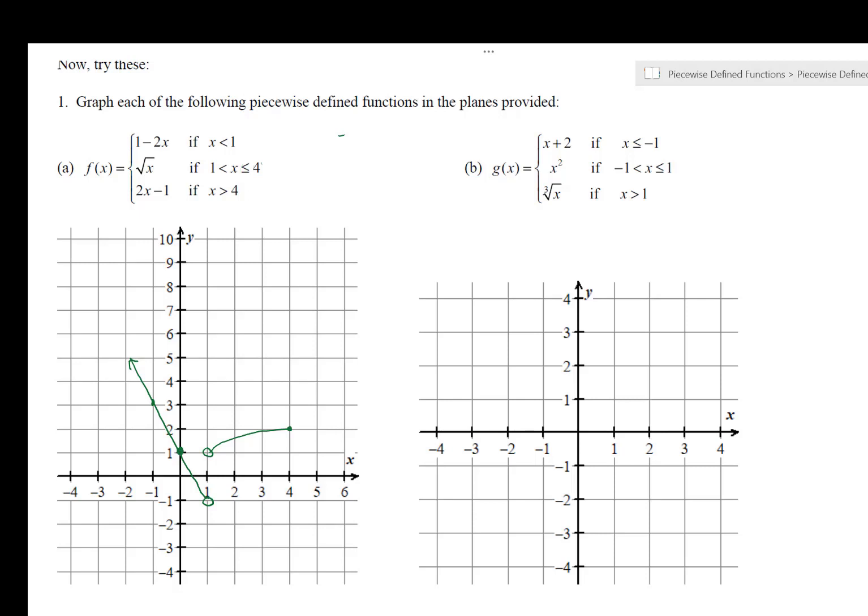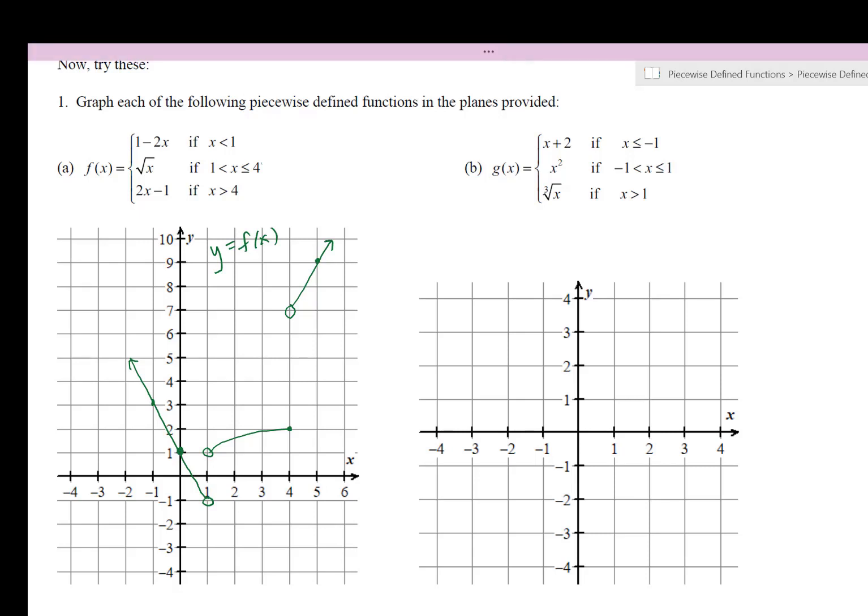It finally switches rules to 2x minus 1 if x is bigger than 4. If x was 4 here, then 2 times 4 minus 1 is 7. So I would get the point (4, 7), and I'm going to draw a little circle there again because we don't actually have this rule when x is 4. It's only to the right of 4. That's a line with slope 2. Move over 1, up 2, get another dot. We could draw that line forever. So there you go. There's the graph of f of x in this case.